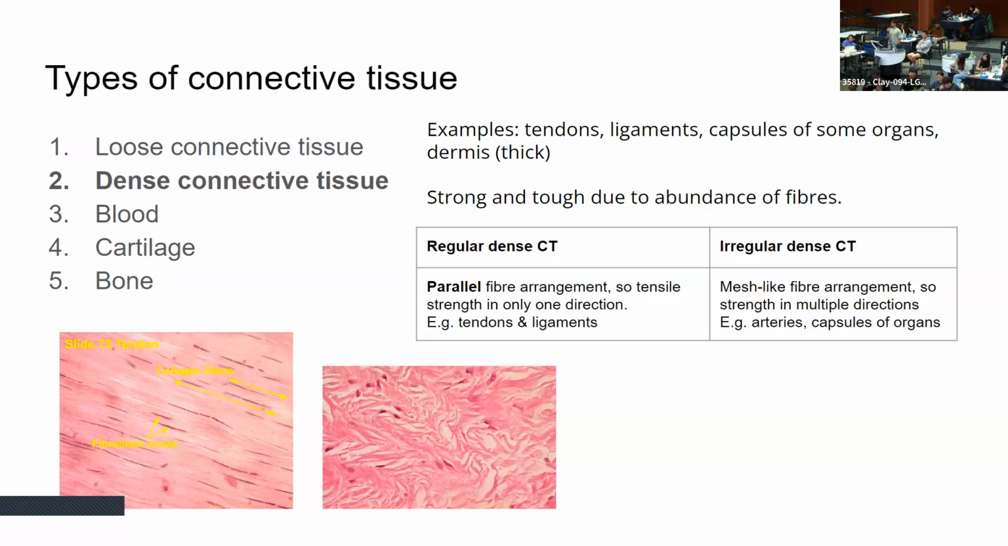And your irregular dense is not as strong as the regular dense, but the advantage that they provide is that they are able to provide strength in multiple directions, like the arteries and the capsule of organs.